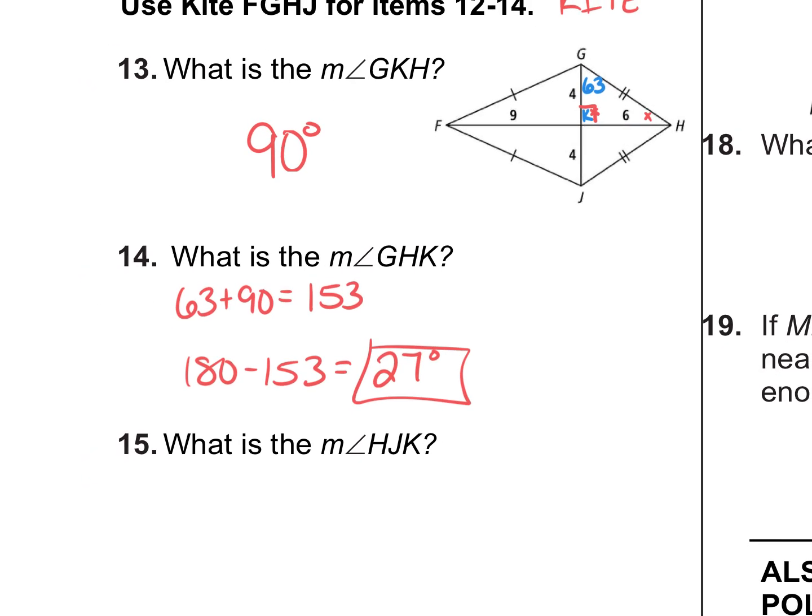And then number 15 wants us to find this angle here. What's the trick for this one? It's the same as the other side. It's mirrored to each other. So this is 63. So this one right here is 63. The one opposite corresponding part to that is also 63. Number 16.